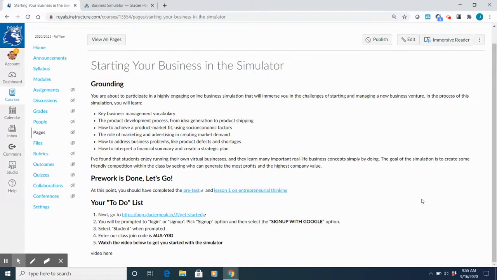Today we're going to get started with starting your own business in our simulator. Please read through this page and when you're ready, go ahead and click on the link below.